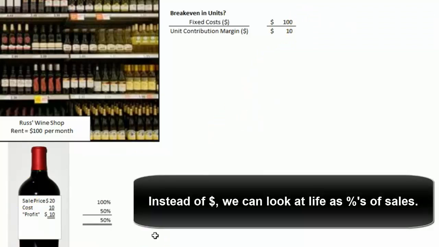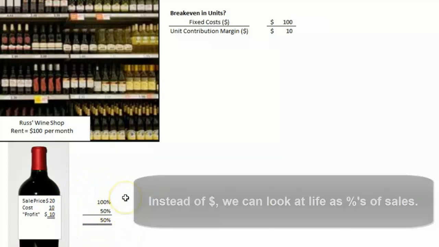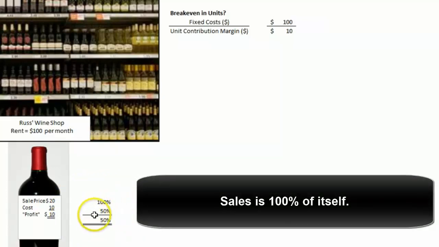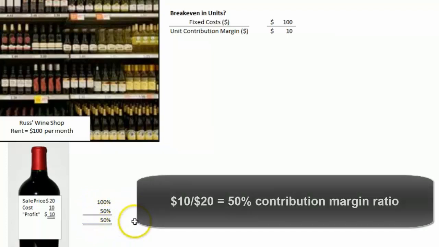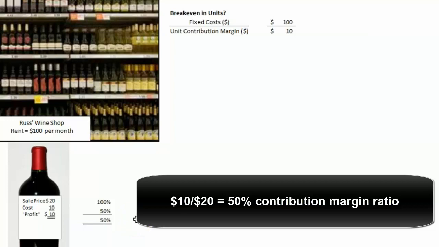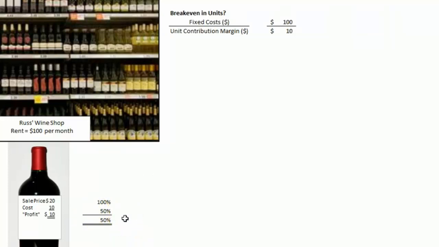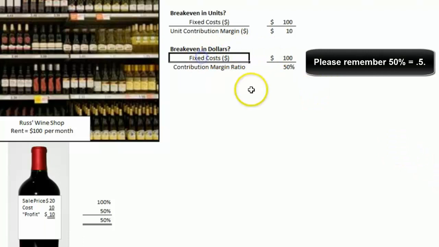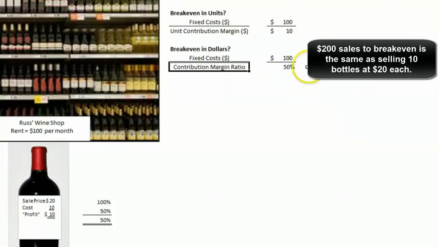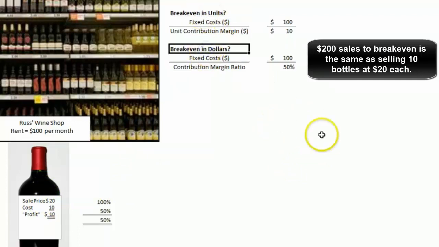Now suppose I don't want that volume expressed in units, but in dollars. What I'll do is change these numbers to be percentages. So my sales is 100%, my cost in this example is 50%, and my contribution margin ratio is 50%. So I'll do the same kind of thing. I'll take fixed costs and divide it by the contribution margin ratio of 50% to give me a break even expressed in dollars of $200. Same answer, 10 bottles of wine times $20 a bottle sale price is $200. So I got the same break even answer, one way expressed in units, one way expressed in dollars.